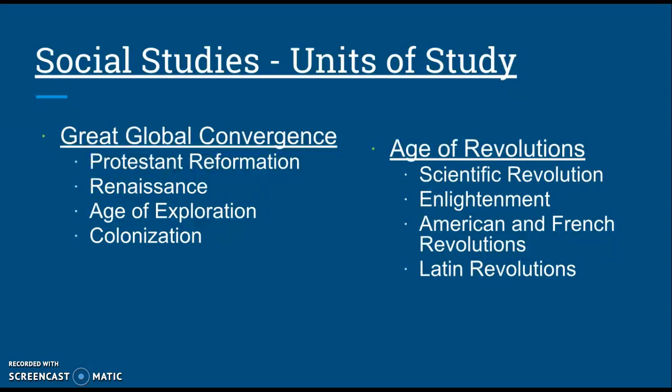As far as what we study in 7th grade, we begin the year with the Great Global Convergence. We're essentially teaching world history from the Renaissance up to the modern day. The current unit of study that we're in right now, we're finishing up the Protestant Reformation. We'll begin the Renaissance shortly. After that unit, the next major unit that we move into is the Age of Revolutions, where we pay particular attention to the Enlightenment, the American and French revolutions, and their impact.